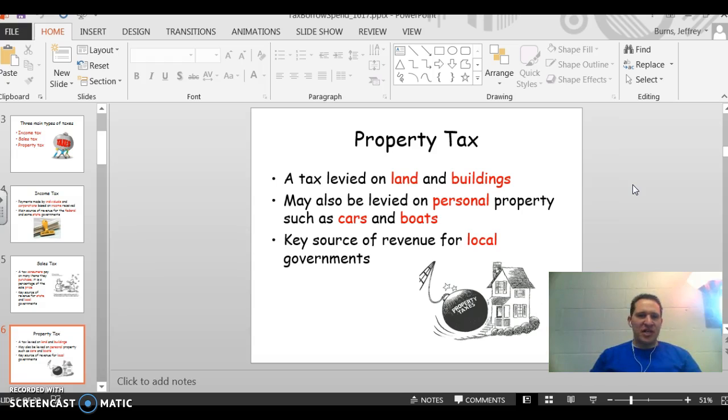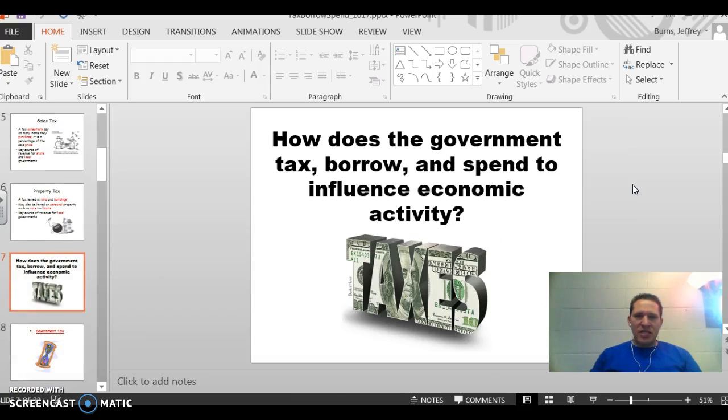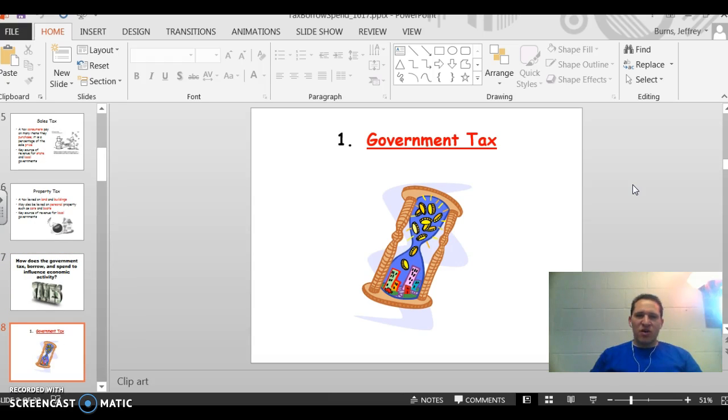All right, so how does the government tax, borrow, and spend to influence economic activity? So in space number one, I want you to write government tax.